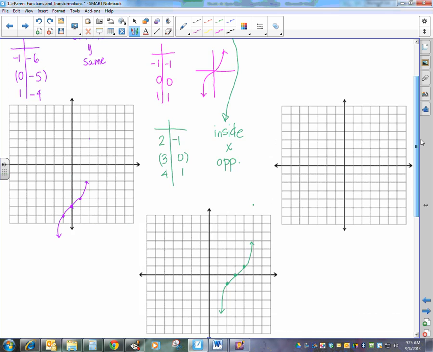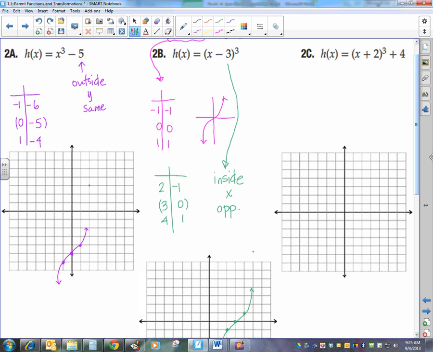Okay? And now the last one, we actually have 2 of them. Is this one inside or outside? Hopefully you answered that was inside, so it affects the x, and we do the opposite. This is on the outside. It affects the y. I do the same thing.